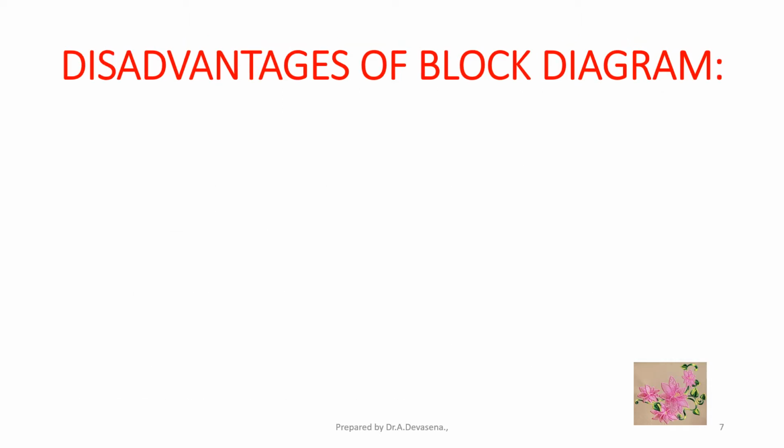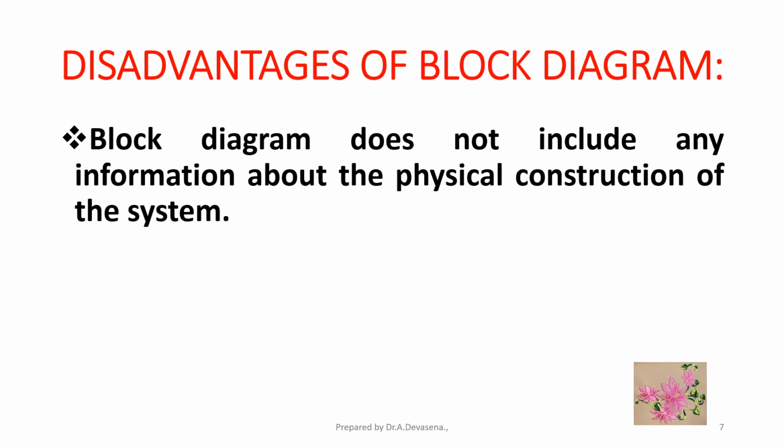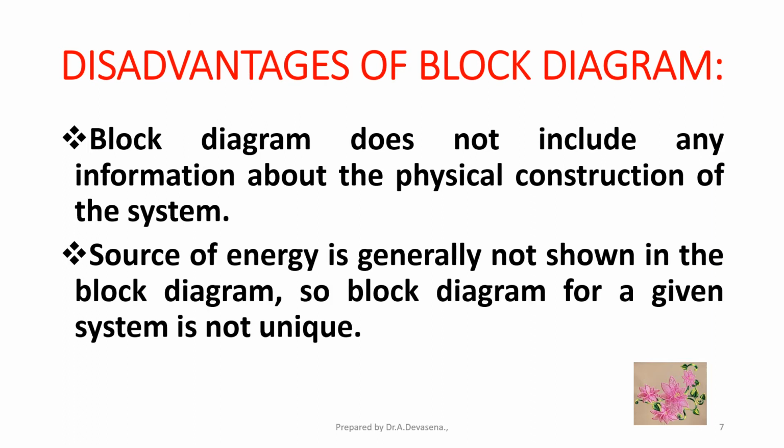Disadvantages of block diagram. A block diagram does not include any information about the physical construction of the system. Source of energy is generally not shown in the block diagram. So, the block diagram for a given system is not unique.